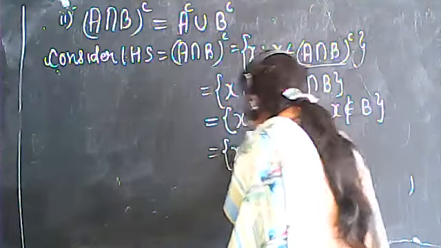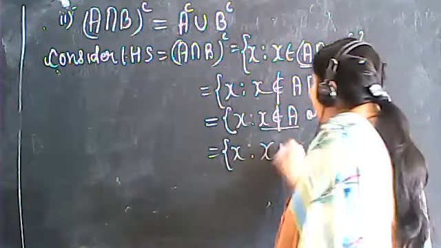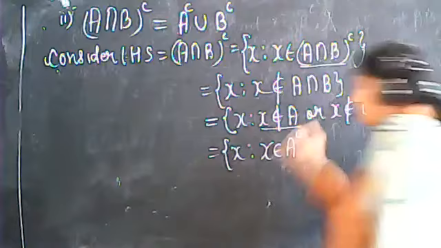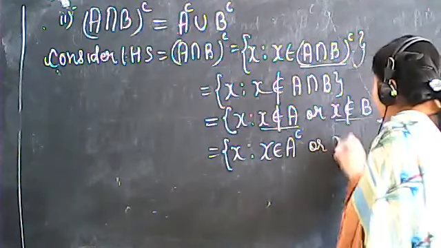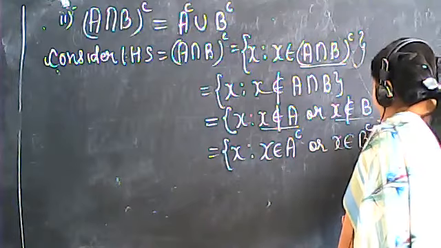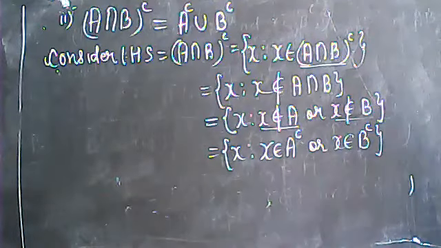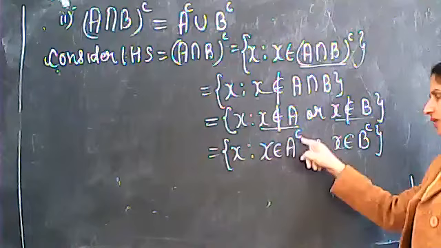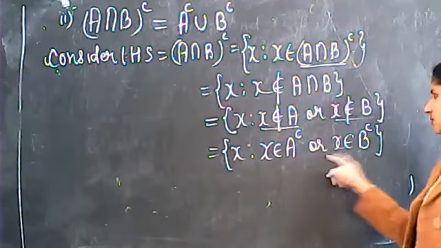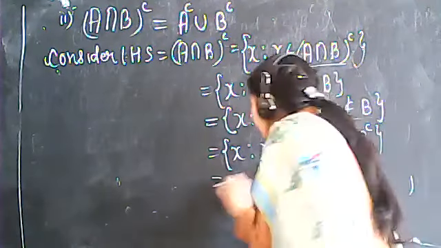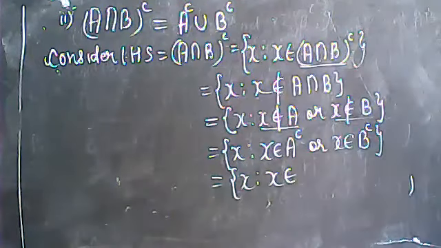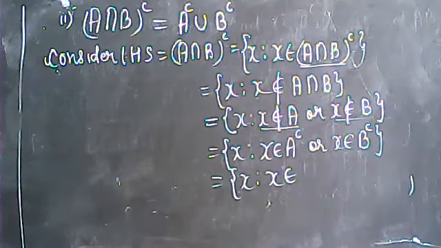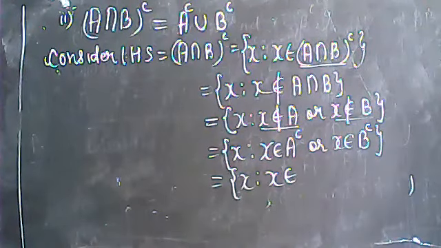If X is not present in set A, so where will it go? In the complement of set A. X is not present in set B, it means X belongs to the complement of set B. Now X belongs to A complement or X belongs to B complement. What does it mean? कहाँ पे जाएगा जी एलिमेंट? X belongs to A complement or X belongs to B complement.